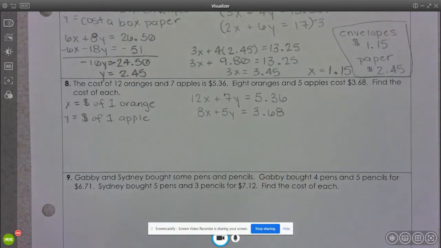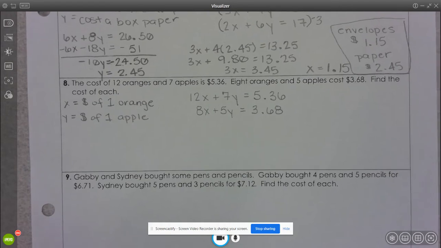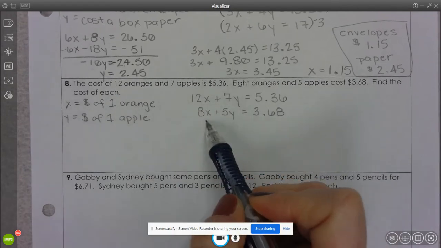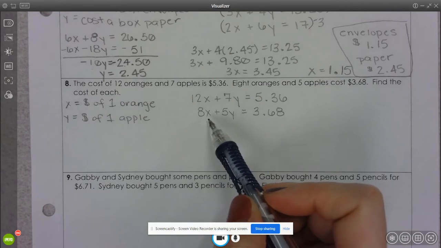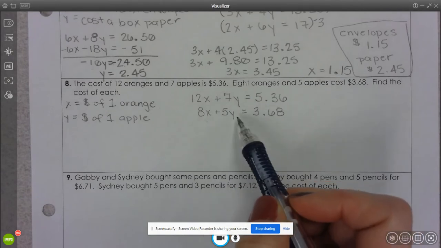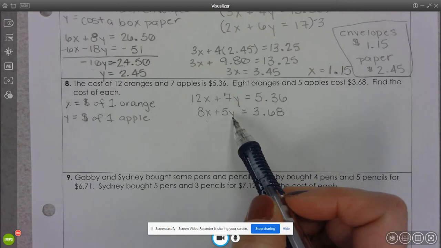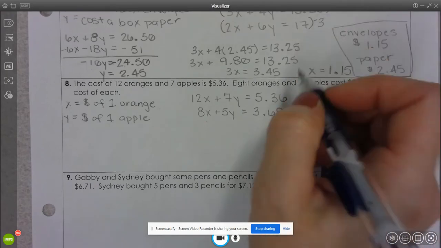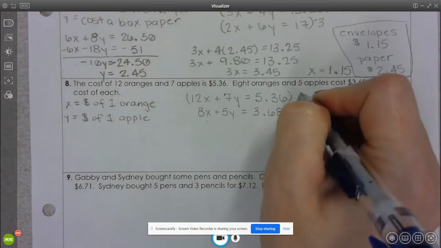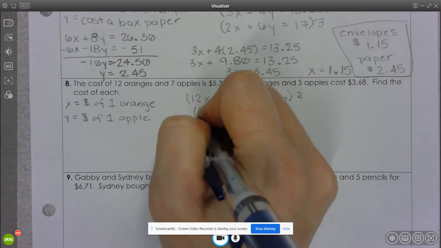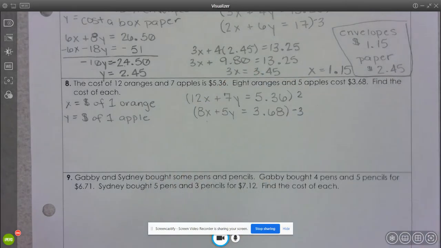So in this case, I'm trying to go the elimination route here, looking at X and Y. The least common multiple for 12 and 8 would be 24. The least common multiple for 7 and 5 is 35. So I'm going to try to eliminate X. So I'm going to multiply this first one by 2. I'm going to multiply this second one by -3.